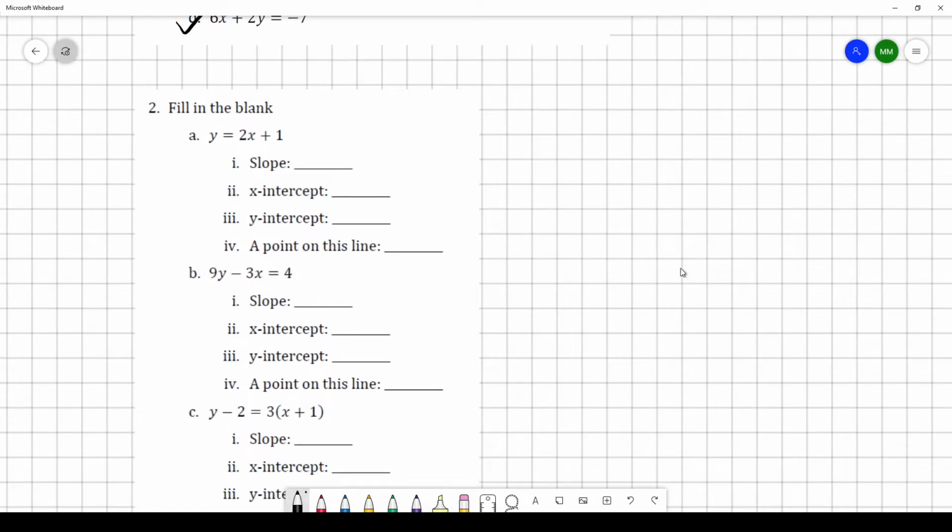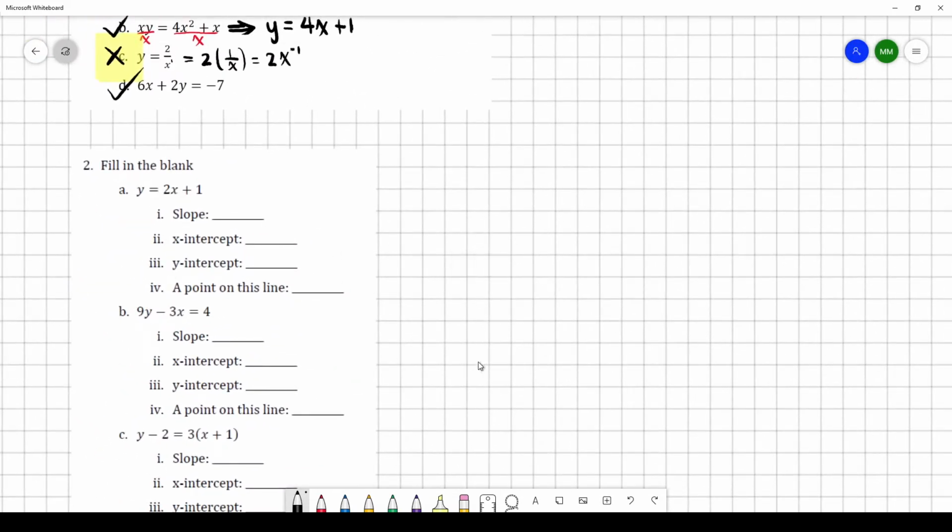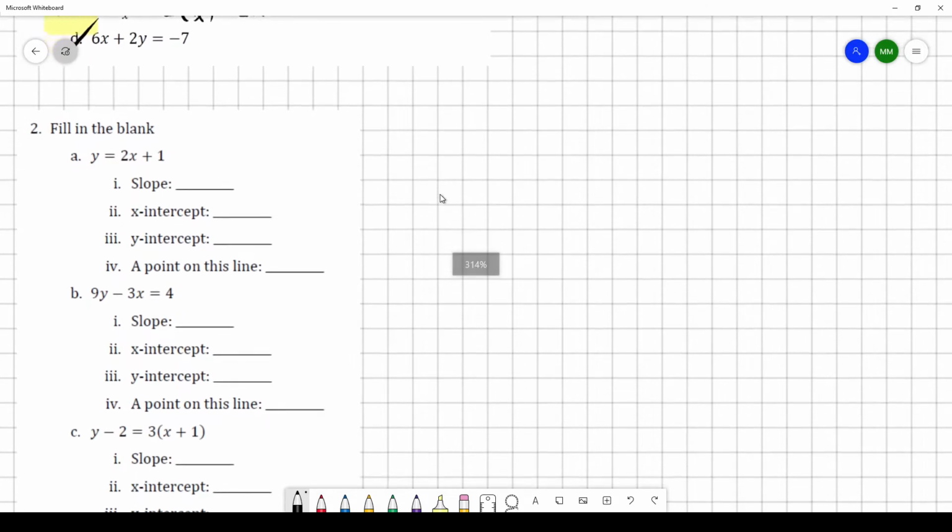The point of this question is to first recognize that these equations are lines. We have been talking about linear equations. So this here can be graphed as a line, this here can be a line, and this here can be a line. If you cannot recognize what the slope and all these are from the equation, first you have to graph the equations.